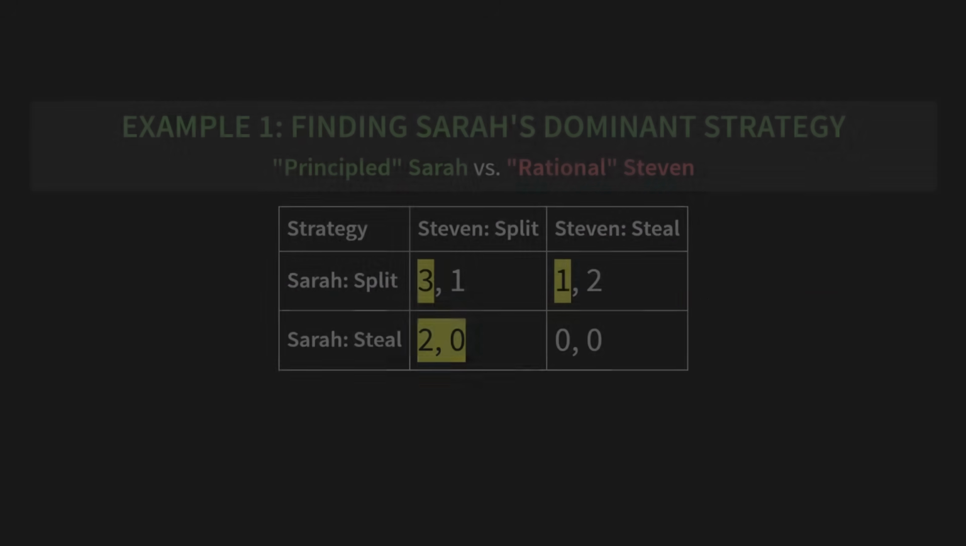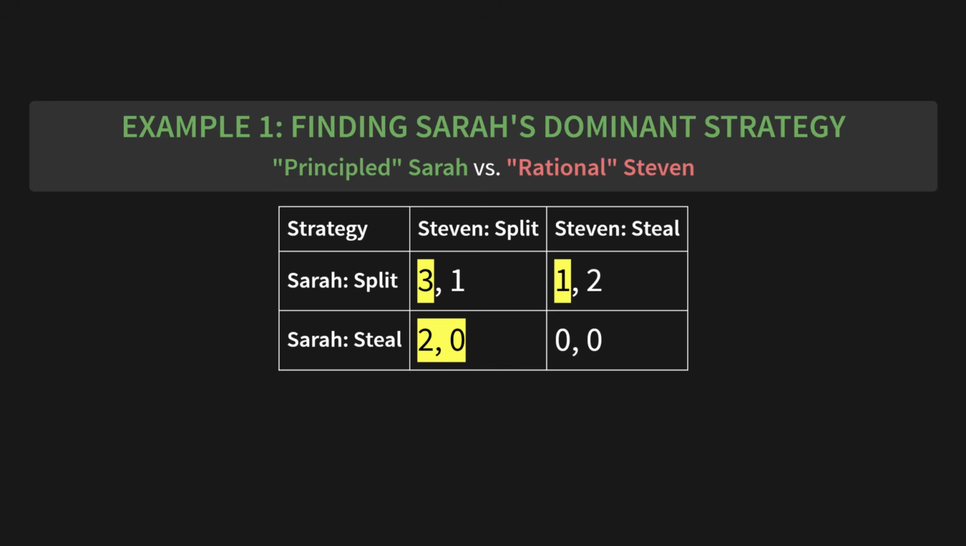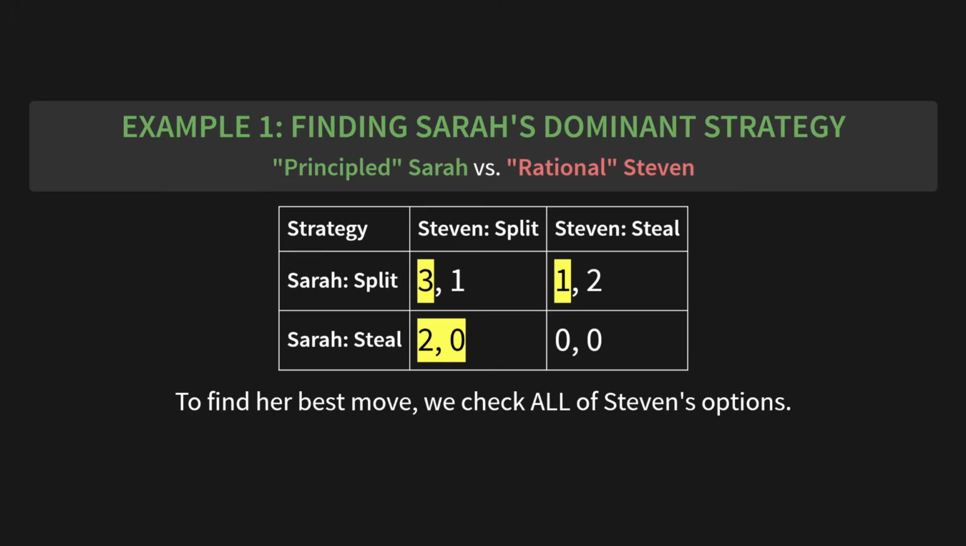Let's make this real. Look at this first example. We're finding Sarah's dominant strategy. Remember principled Sarah, who valued trust? She's up against rational Stephen. Here's their payoff matrix. To find her best move, we have to check all of Stephen's options. We don't guess, we check.